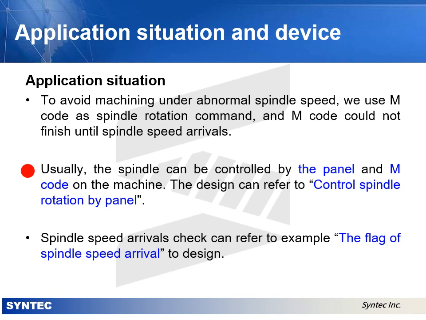For the M-code and panel key control spindle, you can refer to the control spindle rotation by panel. For the judgment of spindle speed, please refer to the ladder of the flag of spindle speed arrival.